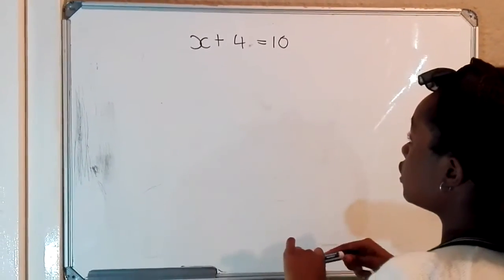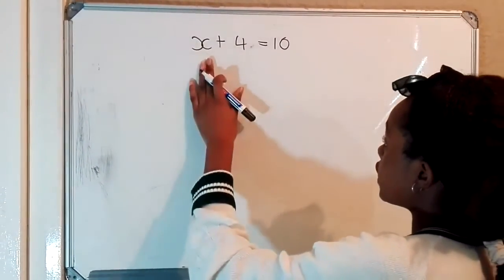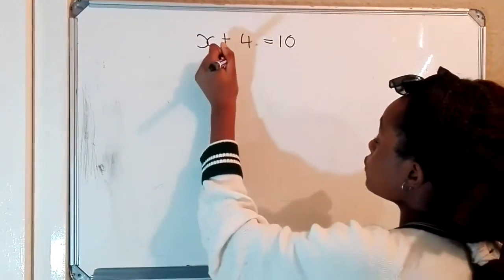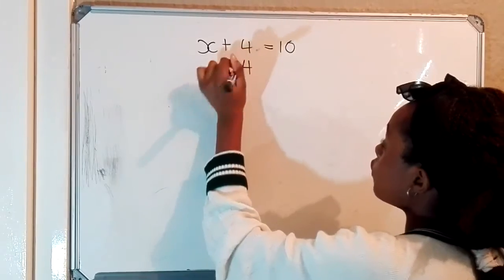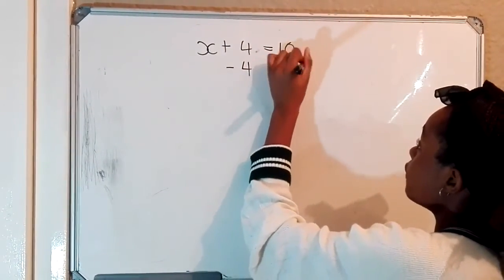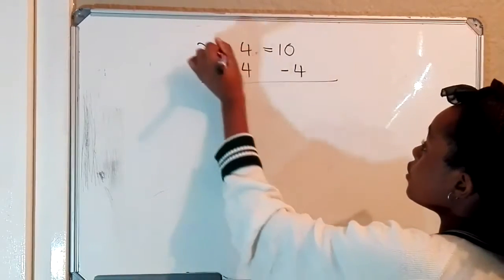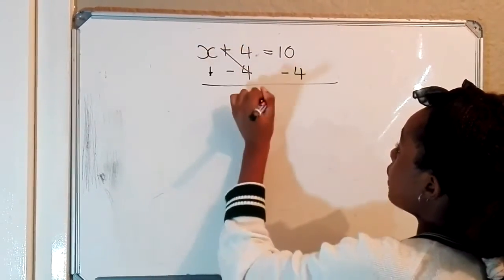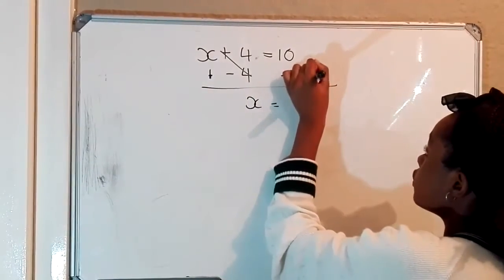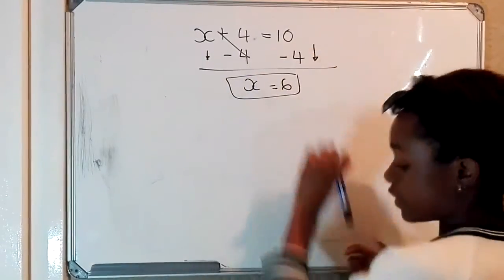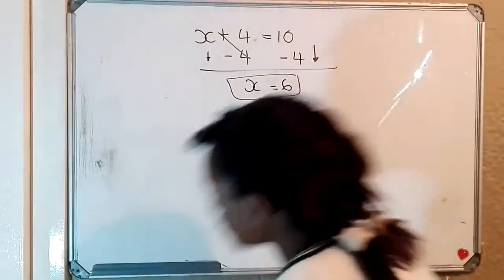So in order for us to solve for the value of x, we need x alone on one side and everything else on the other side. In order for me to do this, I need to minus by 4. And whatever I do on this side, I must do on this side as well. So I'll subtract by 4. And this will cancel, and I'm left with x. I bring this down. 10 minus 4 gives you an answer of 6. So this is the value of x. Okay? So the next one.